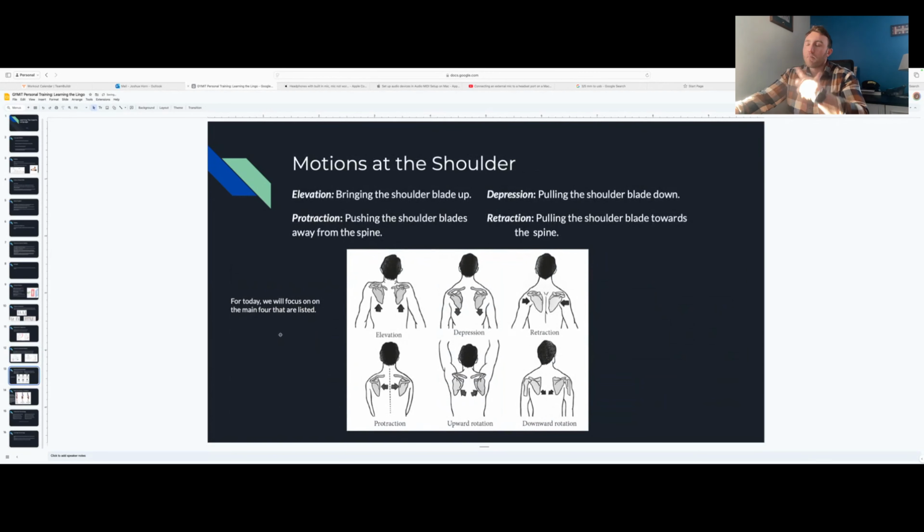Now, motions at the shoulder, this is when it gets kind of complicated, and for good reason. The shoulder is super complex, okay? So if you ever get stuck on the shoulder, don't sweat it, because that's going to happen.